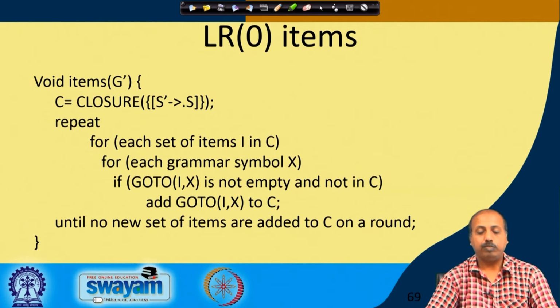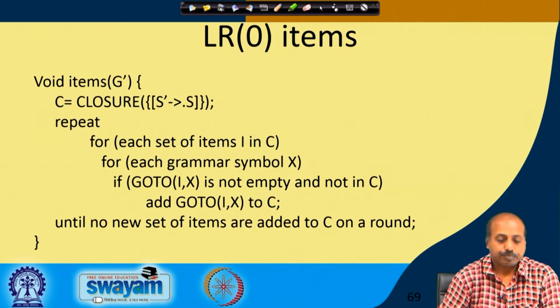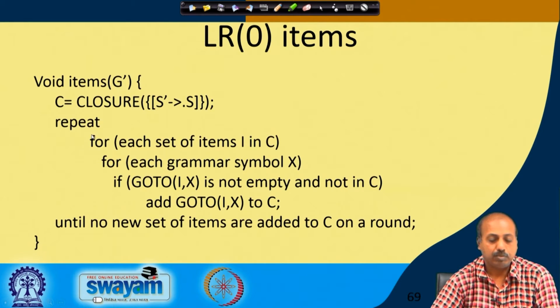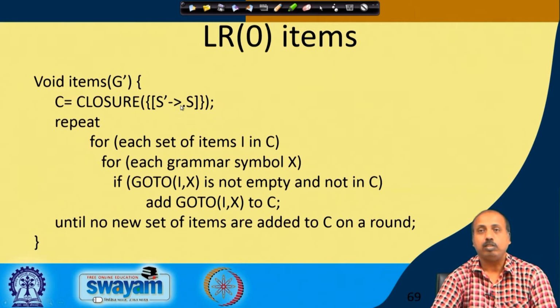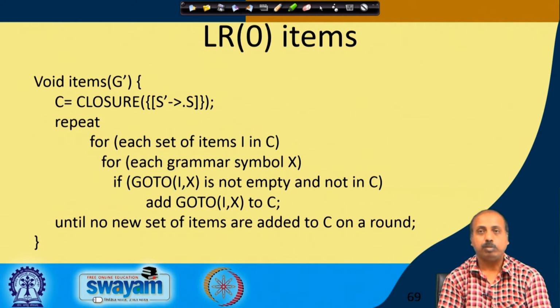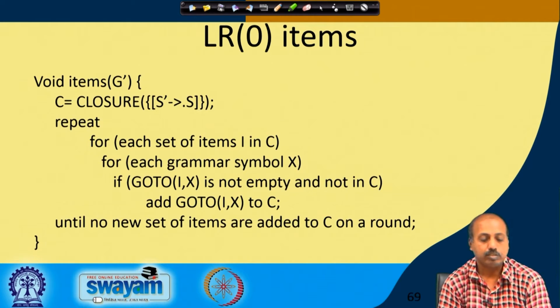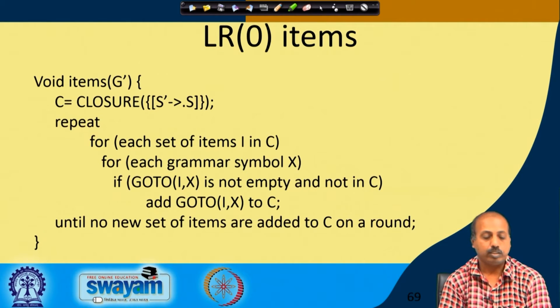Now, the algorithm for constructing the LR0 items. We start with the augmented grammar G dash, which is passed in. We start with the initial set, which is the closure of the rule S dash producing dot S. As you remember, this S dash producing dot S is the additional rule that has been put into the grammar G to get the augmented grammar G dash. So, C equals closure of S dash producing dot S.